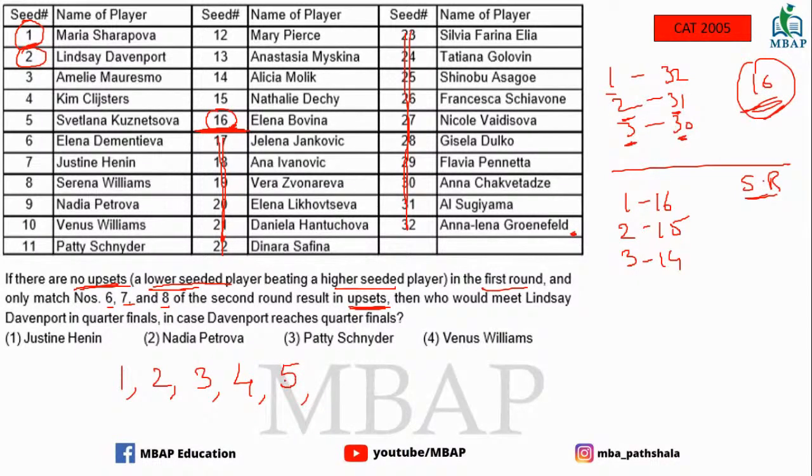Now match number 6 is an upset. Match number 6 is an upset. So understand, guys, over here what I was telling is that total will be 17.